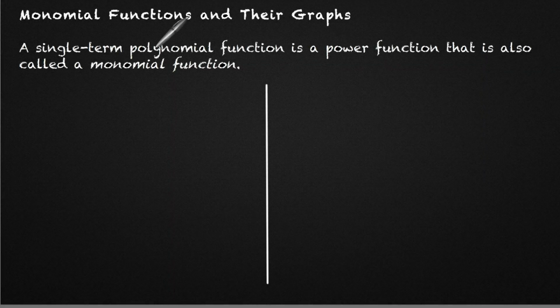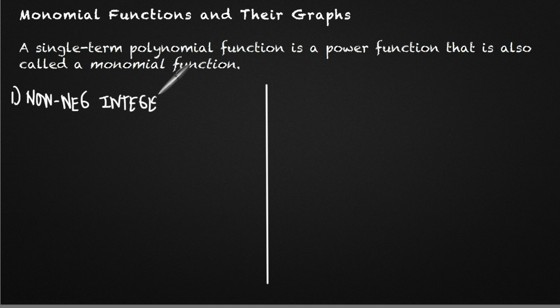Okay, let's talk a little bit about what is called a monomial function. A monomial function is a single-term polynomial function. All right, it is also a power function, but not all power functions are clearly monomial functions. So, let's make sure we remember what has to be true in order for something to be a polynomial. Well, for it to be a polynomial, the exponent must be a non-negative integer. All right? And so that's the rules for polynomials.